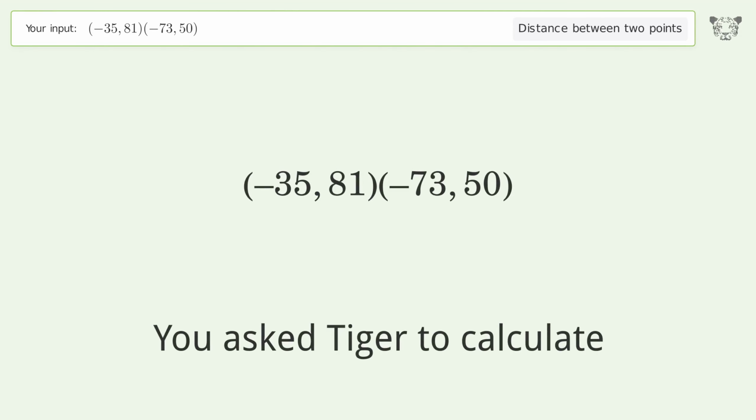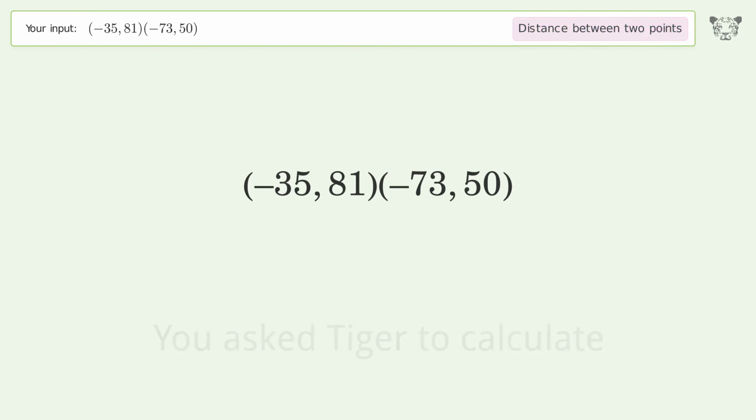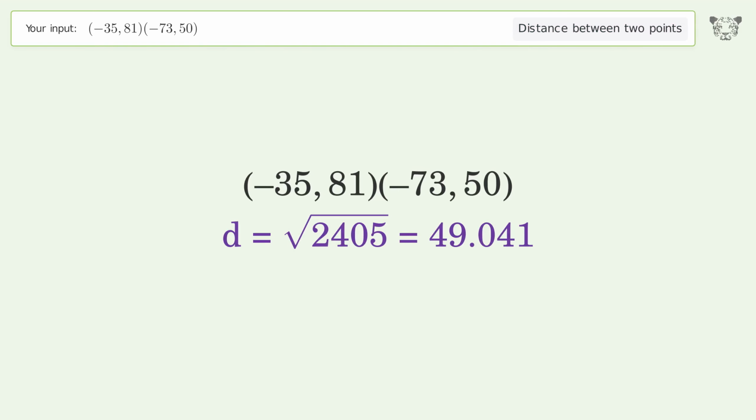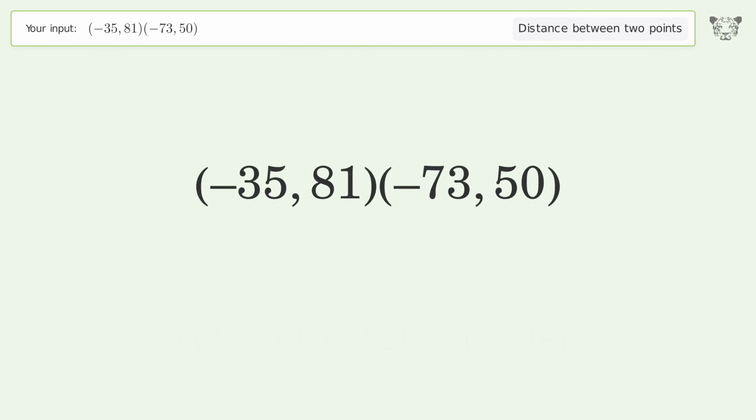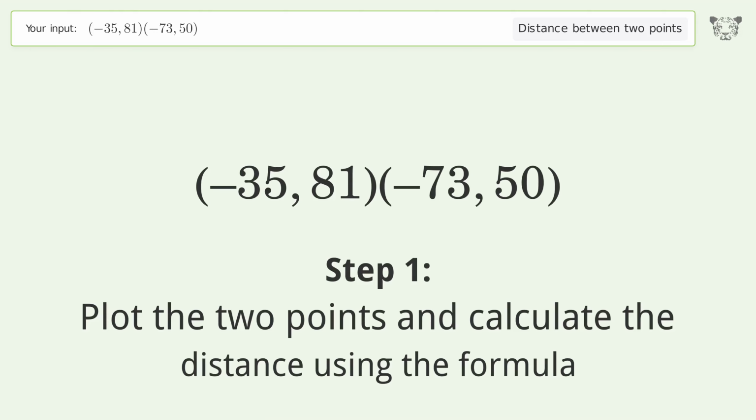You ask Tiger to calculate. This deals with the distance between 2 points. The distance between the 2 points is the square root of 2,405 or 49.041. Let's solve it step by step. Plot the 2 points and calculate the distance using the formula.